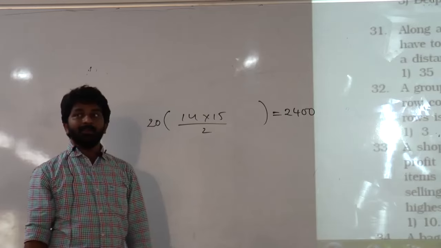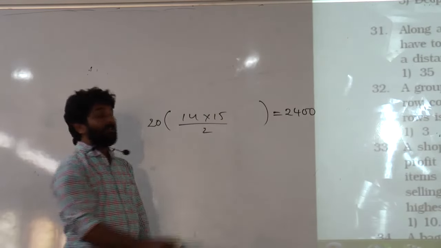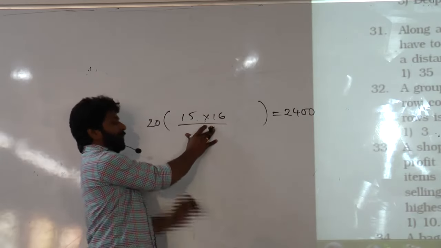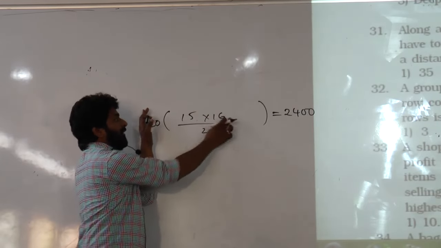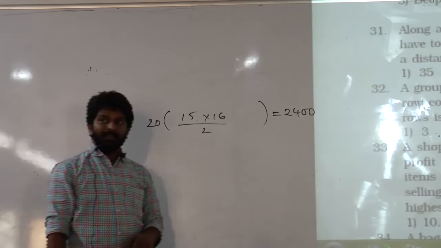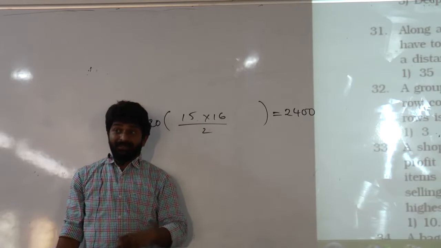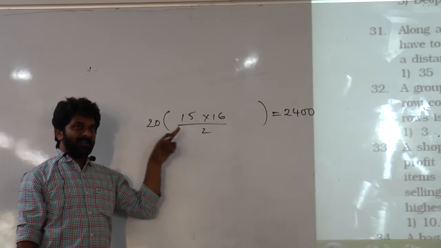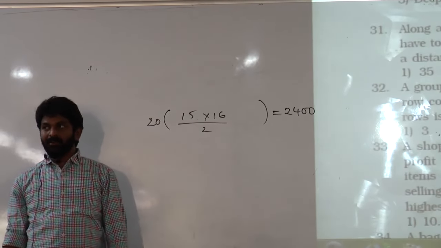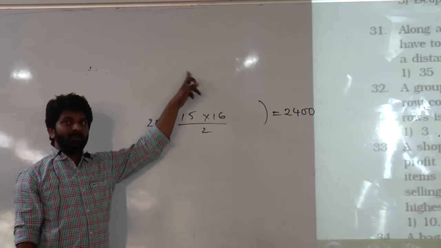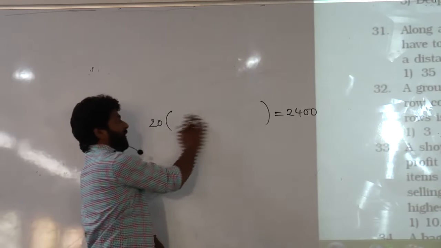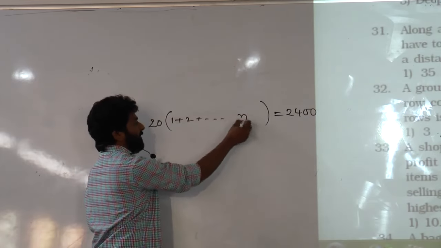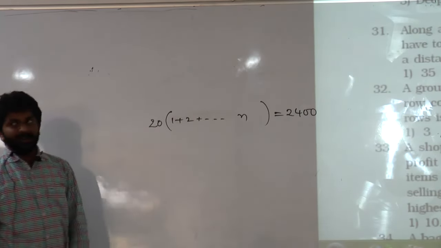Next option, 31. What is the n value? 15. So that will be 15 into 16 by 2. Forget about 2 here. 15 into 16, 15 square plus 15. 225 plus 15, 240. Yes, 0 cancelled with this 0, 2 gets cancelled. Answer done. N value 31. Else you need to solve the previous equation. If you take 20 common, you need to add the sum of numbers from 1 to n. Solve the equation, then you will get the n value.